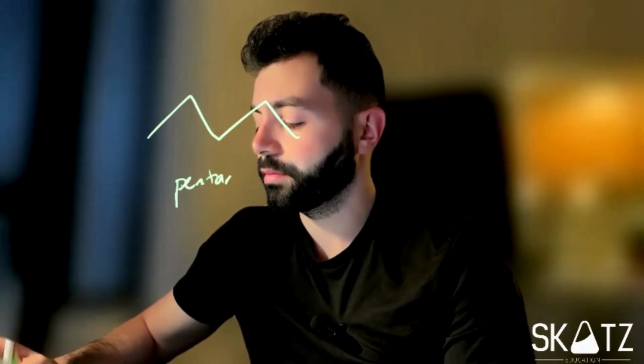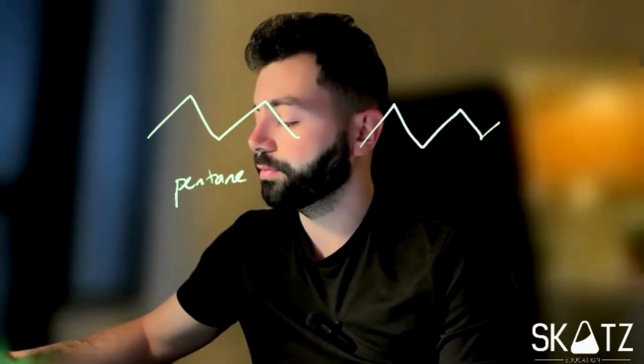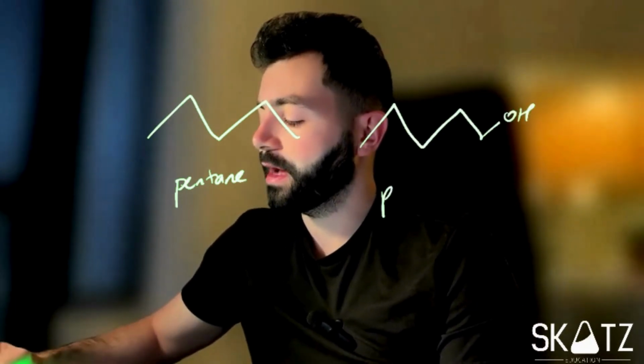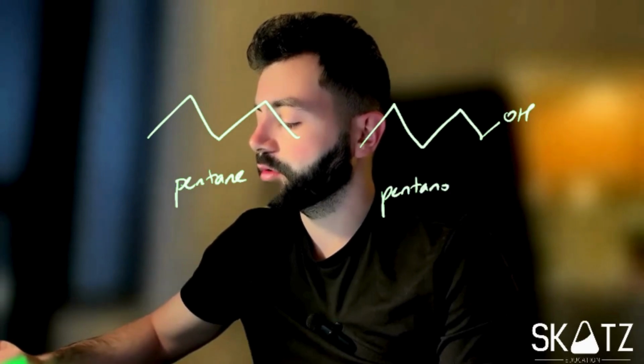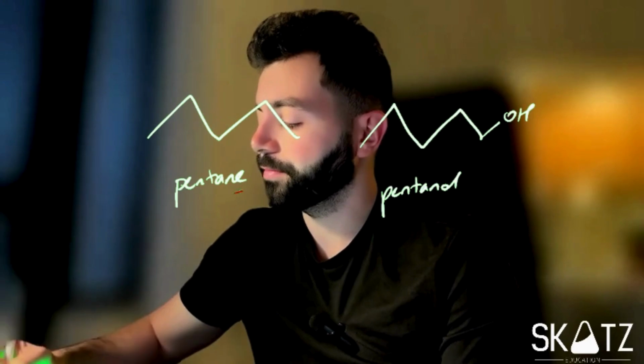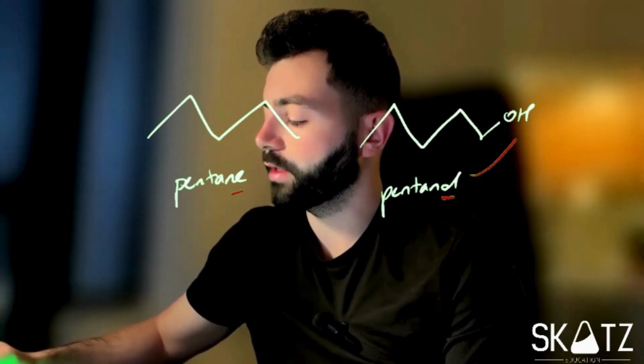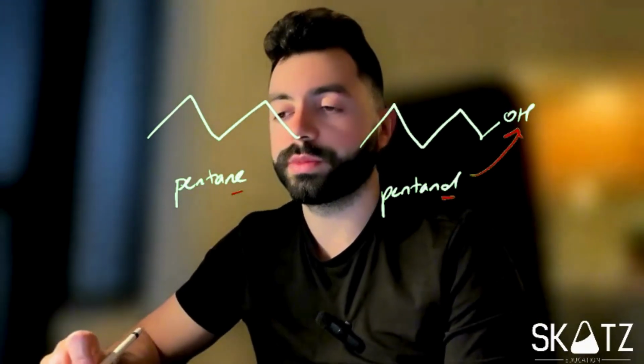So when I have a regular alkane chain like this, we would name this pentane because it has 5 carbons. But if I add an OH group, now the name here is pentanol. So we replace the E with an ol. The reason why is because we have this OH group there.